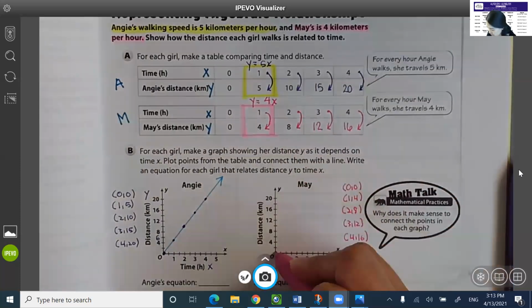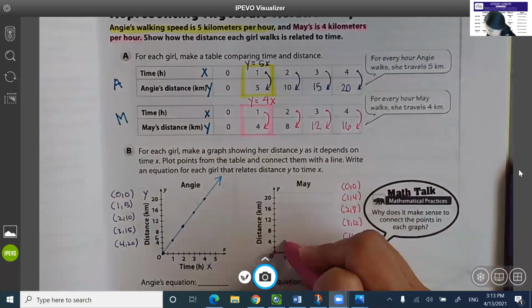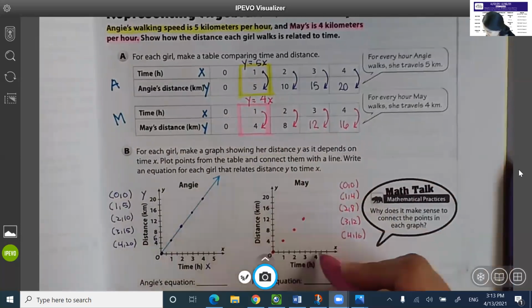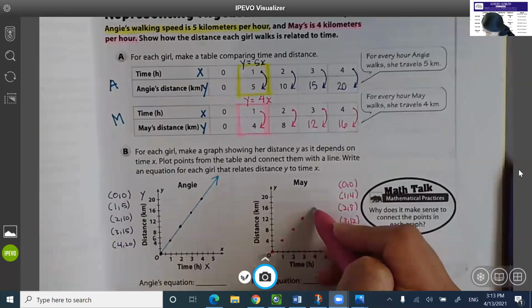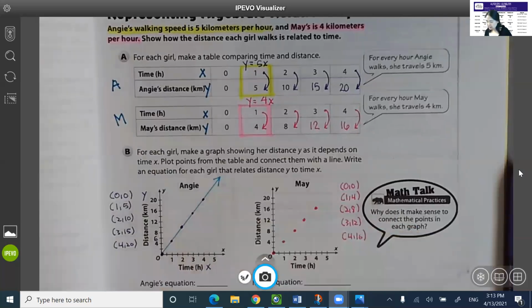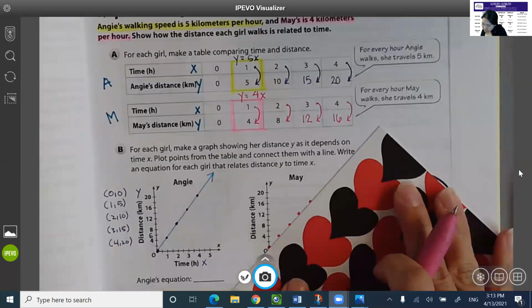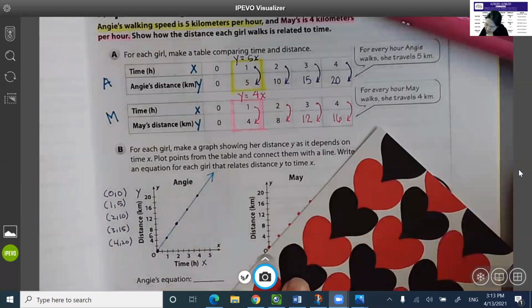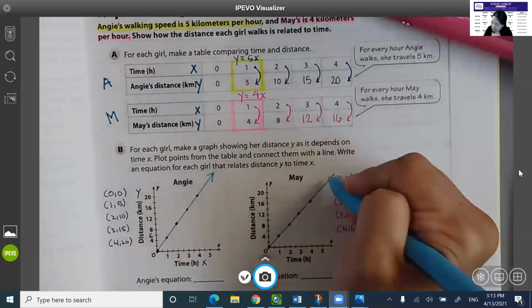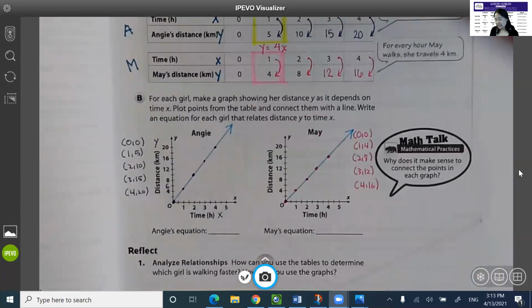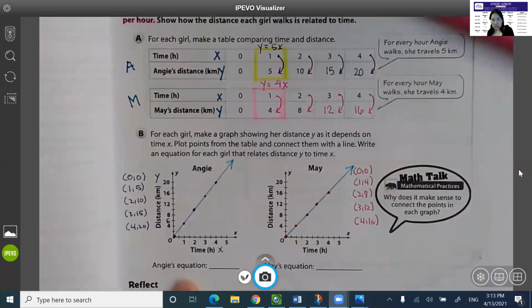0, 0, 1, 4, 2, 8, 3, 12, 4, 16. Okay, and we're gonna connect. And again, I know I did it correctly because it's giving me a straight line. All right. Now, what is Angie's equation?